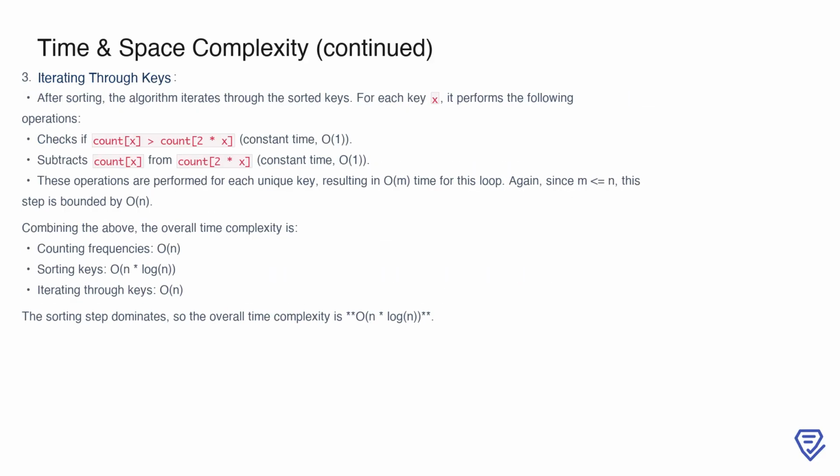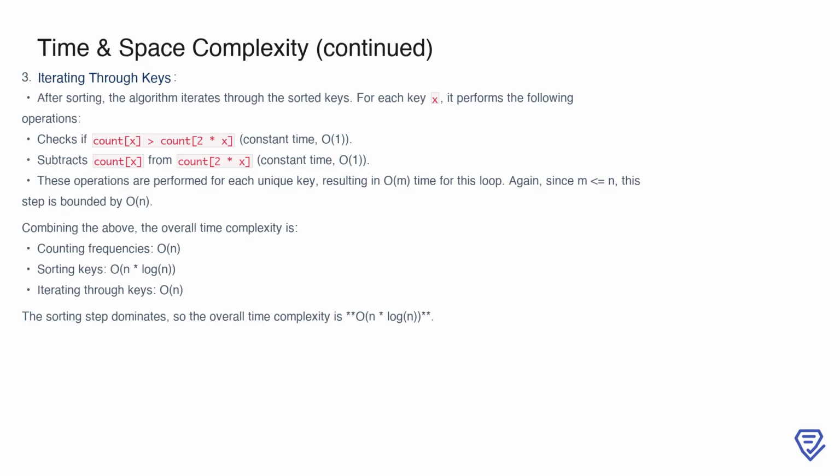After sorting the keys, the algorithm iterates through them to check and adjust the frequencies. For each key, it checks whether the count of the current number exceeds the count of its double, and this check is performed in constant time, O(1). Additionally, it reduces the count of the double by the count of the current number, which is also an O(1) operation. These steps are repeated for all unique keys, resulting in O(m) time for this loop. Since m, the number of unique keys, is at most equal to n, this step is bounded by O(n).